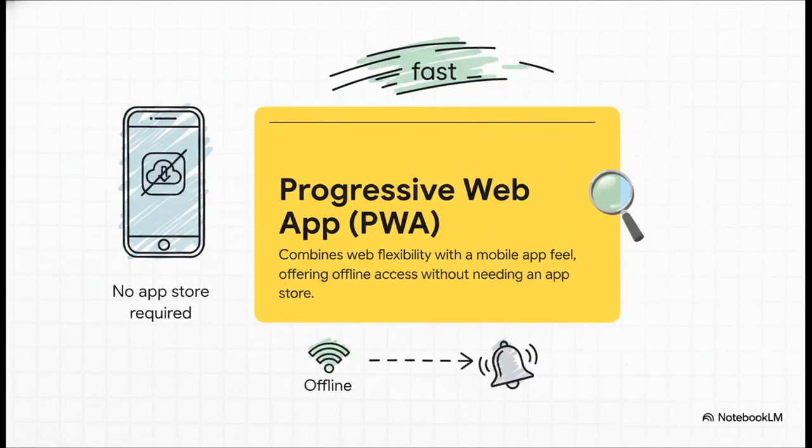Hey, let's pause for a sec and demystify one of those terms: a progressive web app, or PWA. What is that? Well, think of it as a website that acts just like a regular app on your phone. It's super fast, it can work even when you're offline, and it can send you notifications.